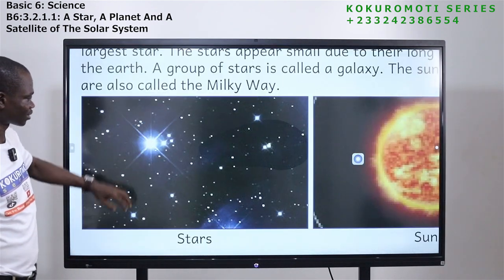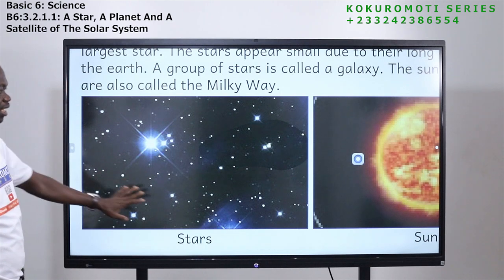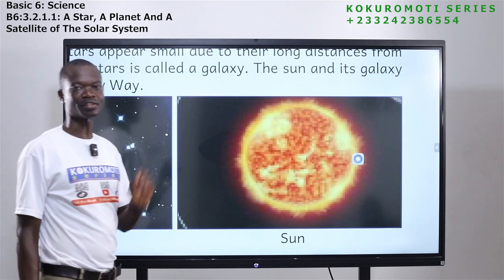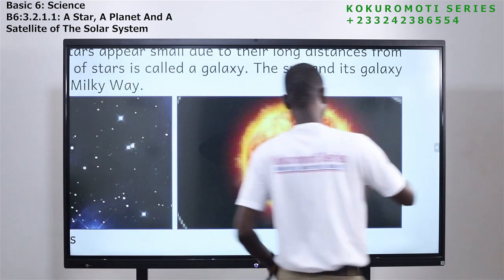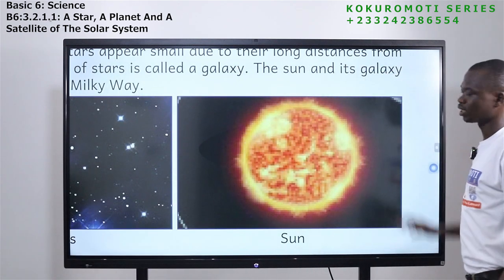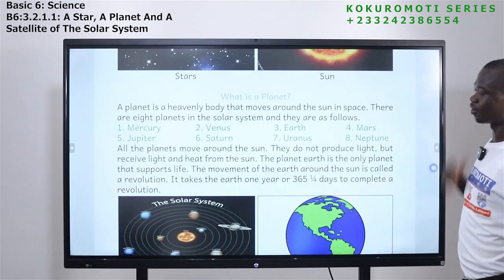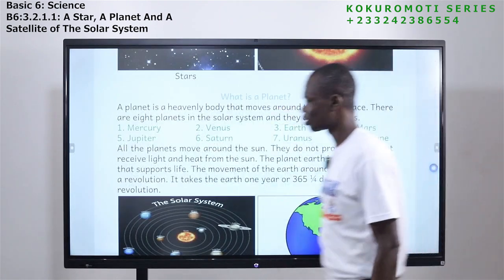Now let's look at this. So these are stars. Have you seen them? In the night we see this. During daytime too, we see the sun. Now we have seen that the sun too is a star because it produces its own light, it produces its own heat. Now we have seen what a star is. Let's come to a planet.